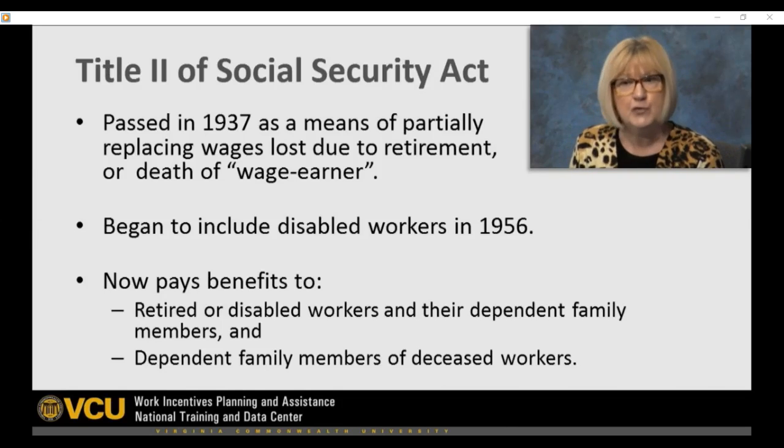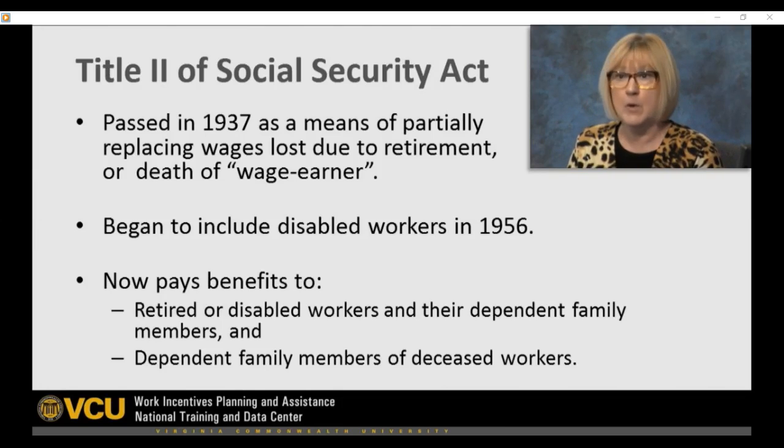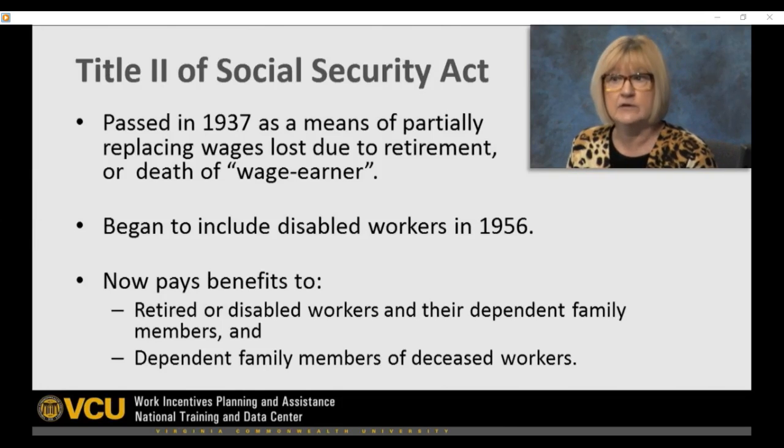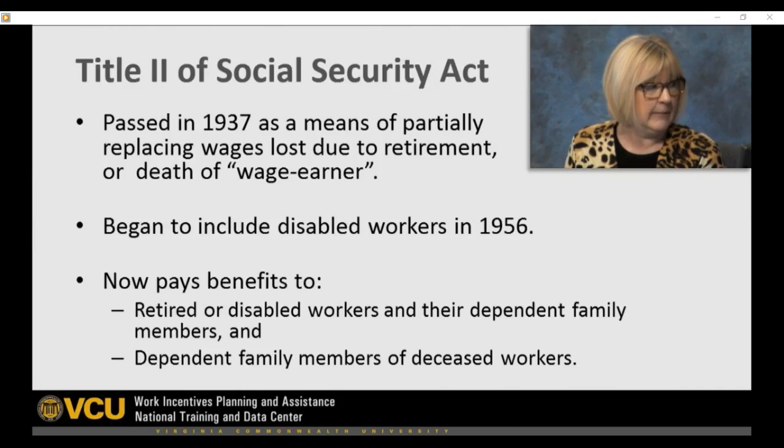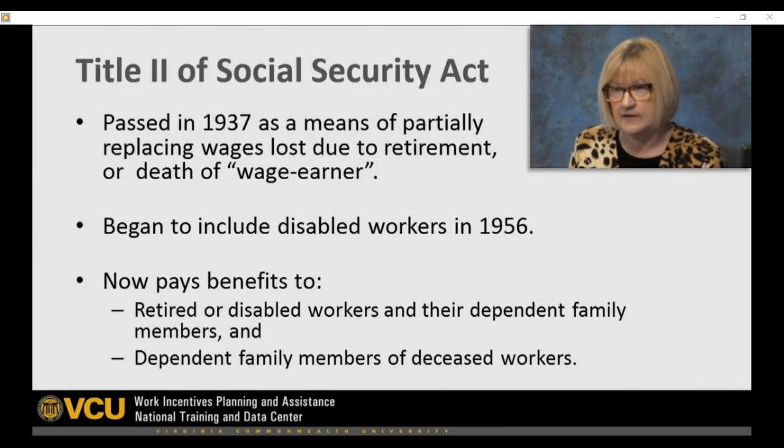Well, they were created by Title II of the Social Security Act, and the legislation was passed in 1937 as a means of partially replacing wages that are lost due to retirement or death of a wage earner. Now, that huge program was established during the Great Depression by FDR, Franklin Delano Roosevelt, and as an add-on in 1956, there was inclusion of disability benefits or disabled workers benefits. So that wasn't part of the original legislation. It was added almost 20 years later.